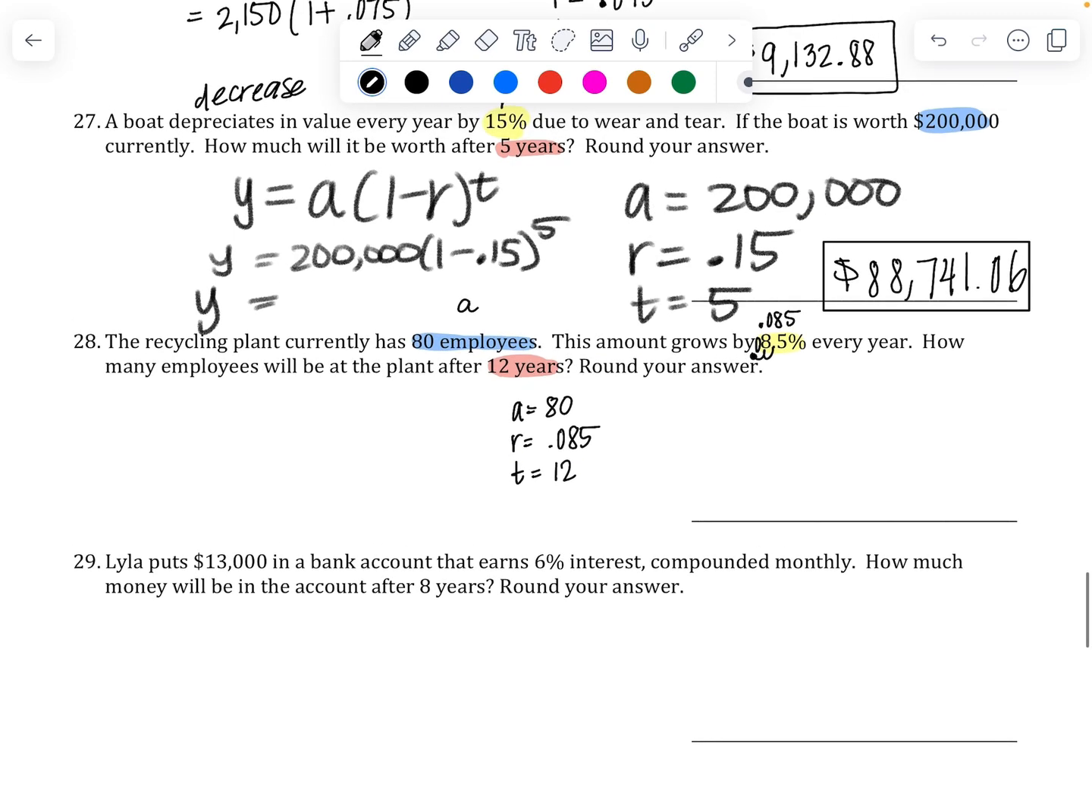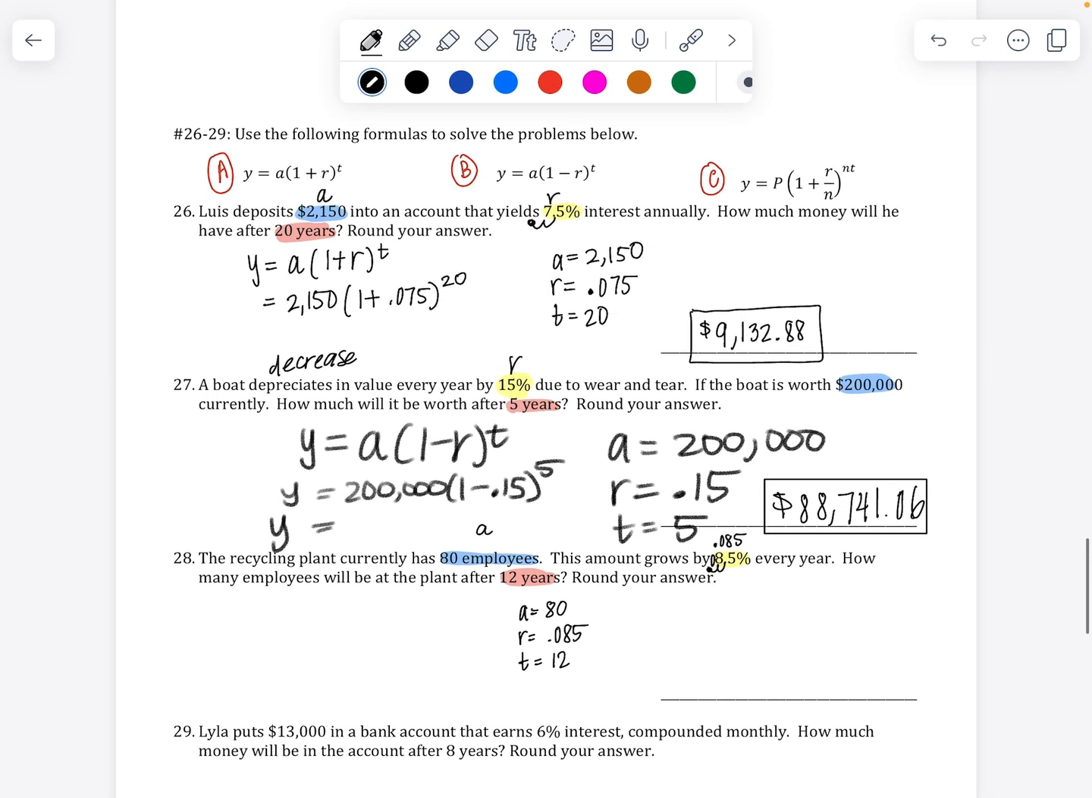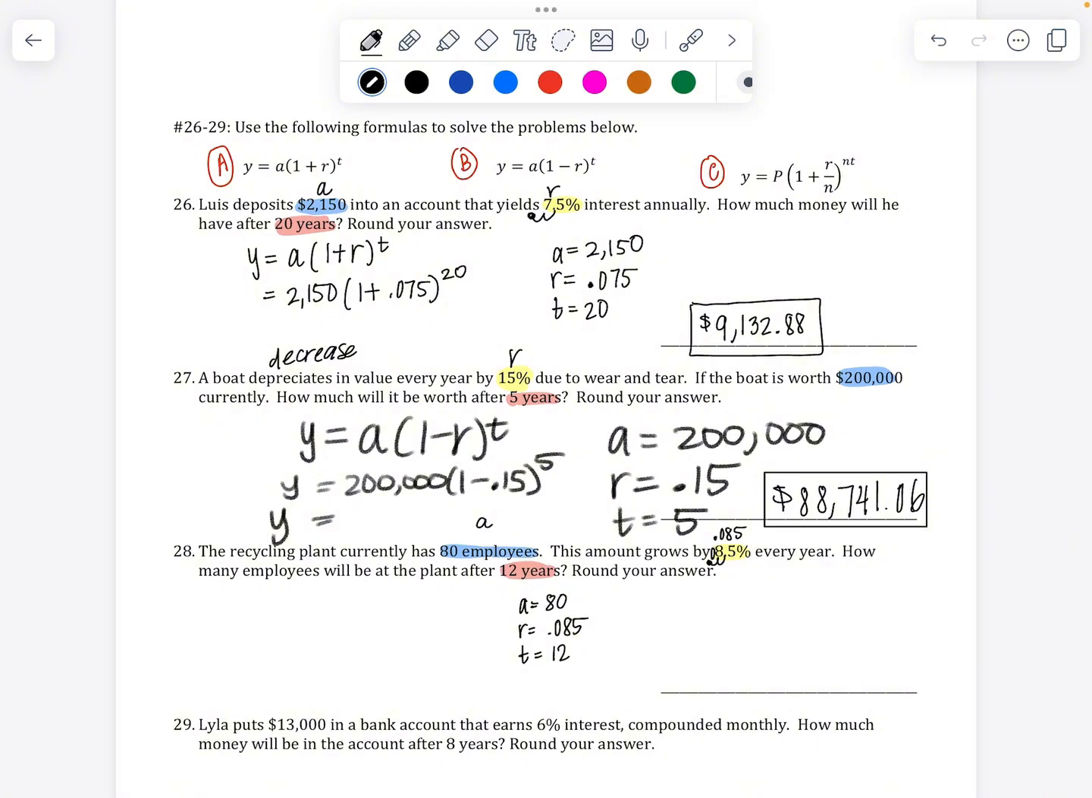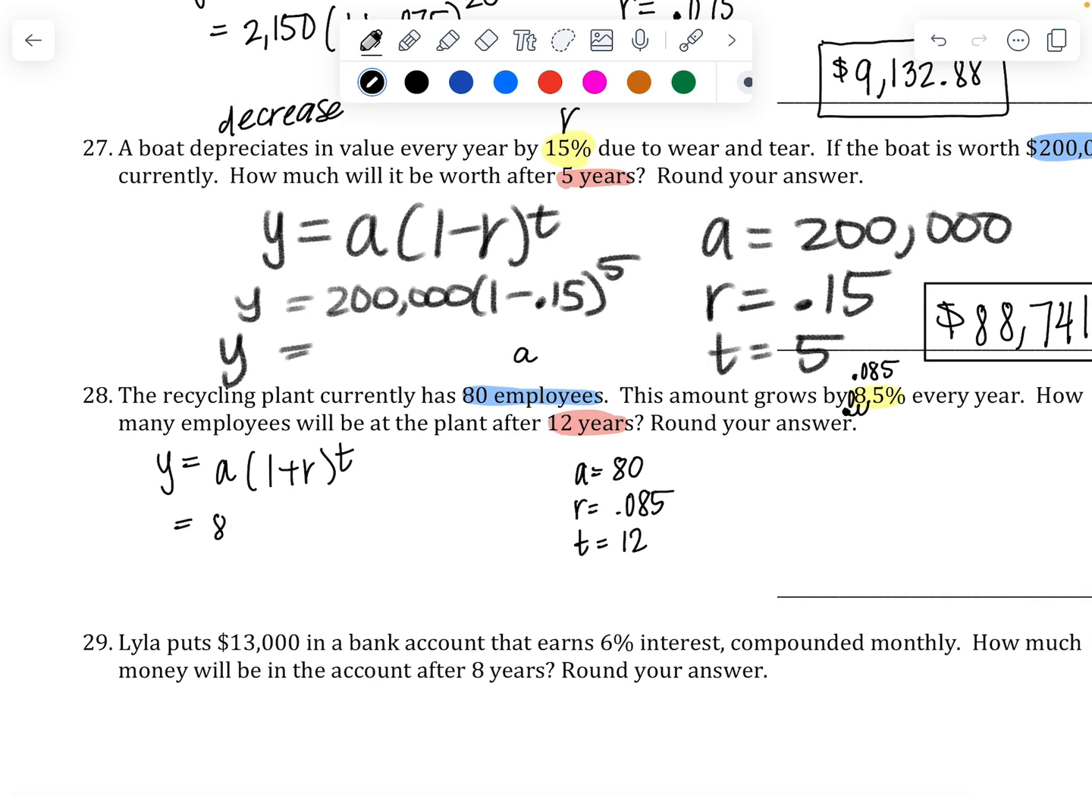So it's growing by 0.085, and we don't see the word compounded, so it's either A or B, but since we're growing, we use A. So equation A is Y equals A times 1 plus R to the power of T. Go ahead and substitute. And the way you plug this into a calculator, make sure you put the caret symbol to the power of 12. And let me show you what that looks like.